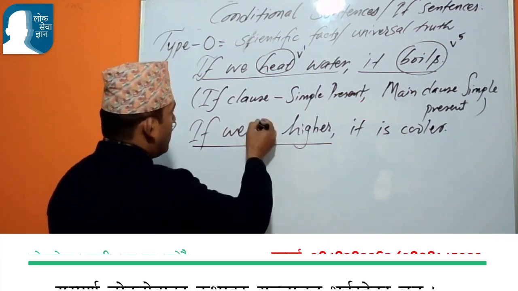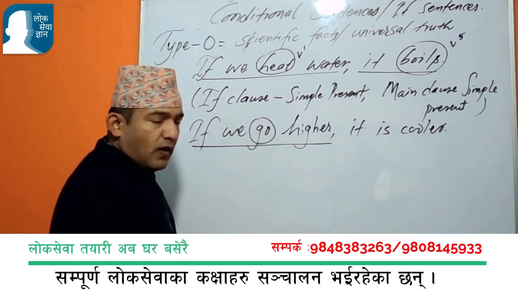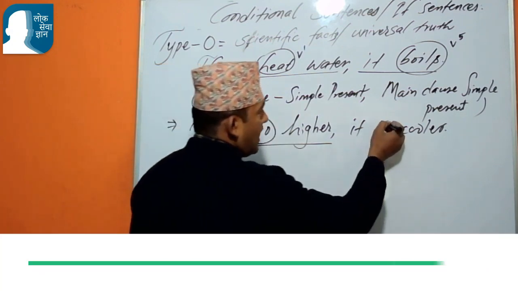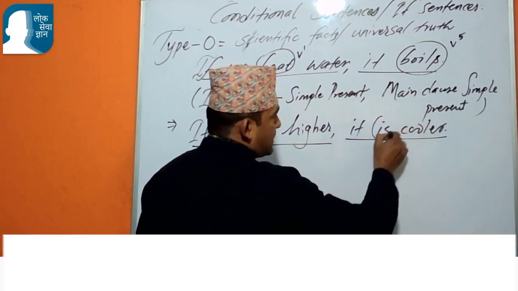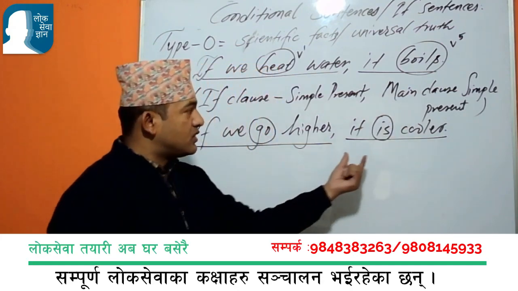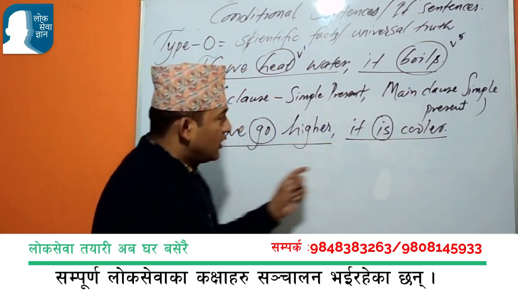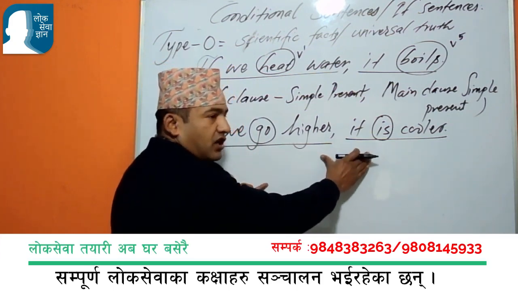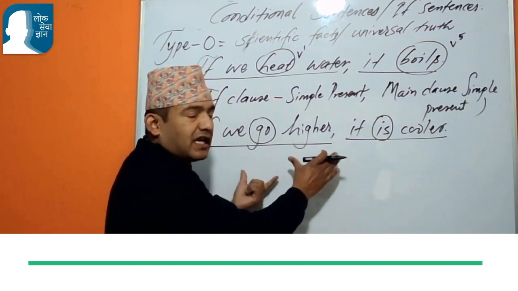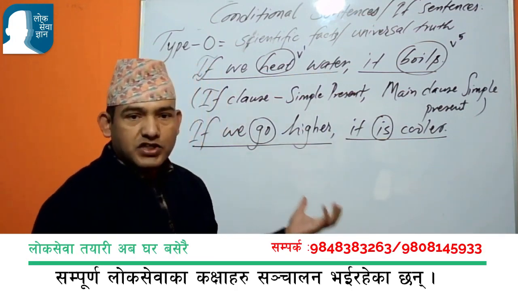In the if clause, we can see verb 1, simple present, and it is cooler. In the main clause, you can see is used, simple present. So this is zero type conditional sentence because it is expressing the meaning of universal truths.